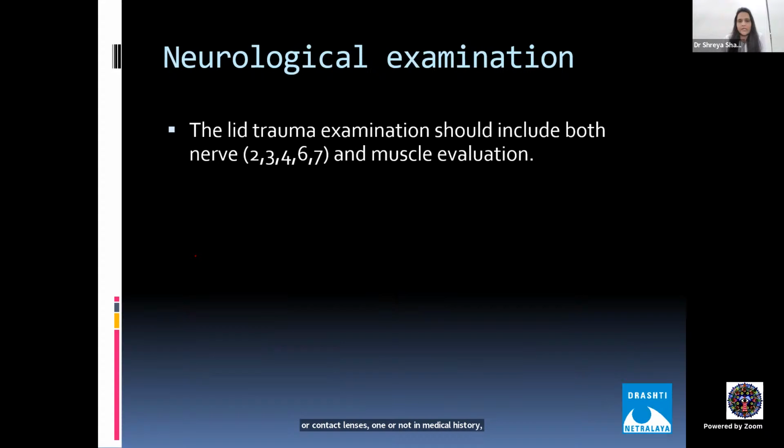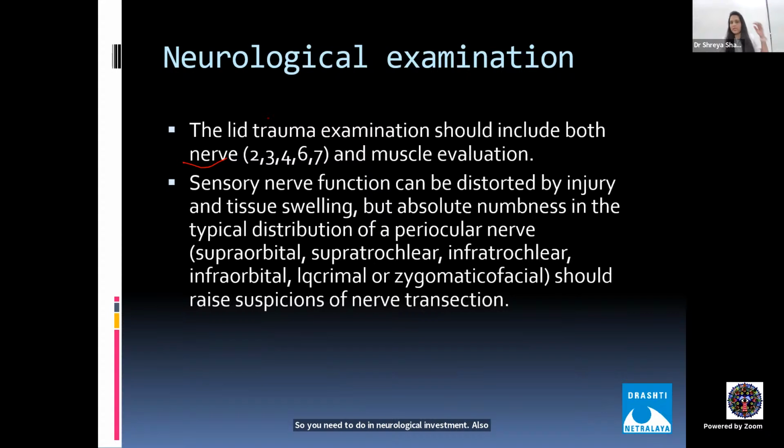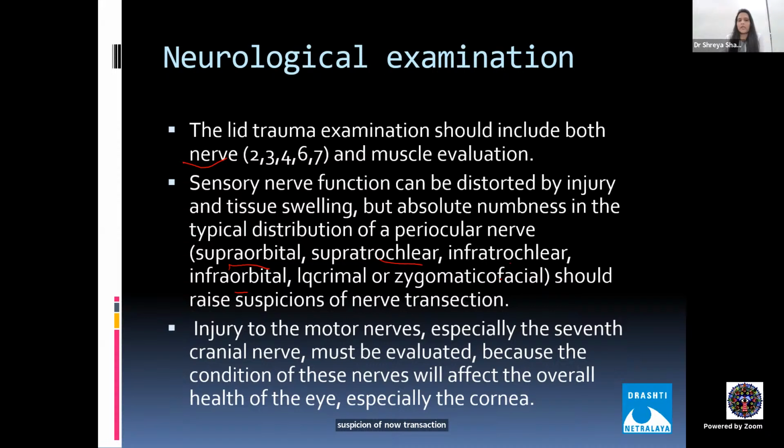Look for lid trauma examination, sometimes associated with nerve damage. So you need to do a neurological evaluation also. Sensory nerve function can be distorted by injury and tissue swelling. Absolute numbness in the typical distribution of a periocular nerve, like supraorbital, supratrochlear, infratrochlear, infraorbital, lacrimal, and zygomaticofacial, should raise suspicion of nerve transection. Injury to the motor nerves, especially the seventh cranial nerve, must be evaluated because the condition of this nerve will affect the overall health of the eye, especially the cornea.